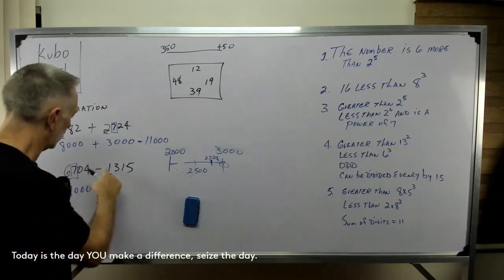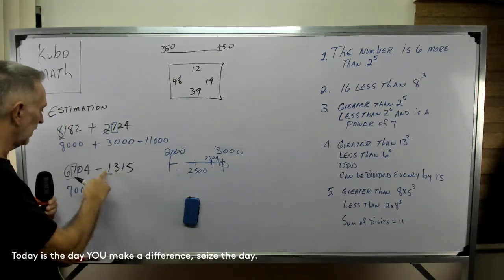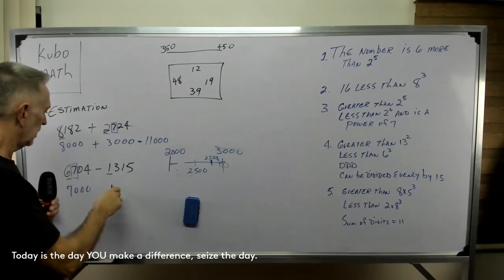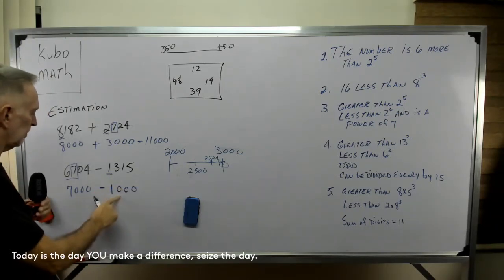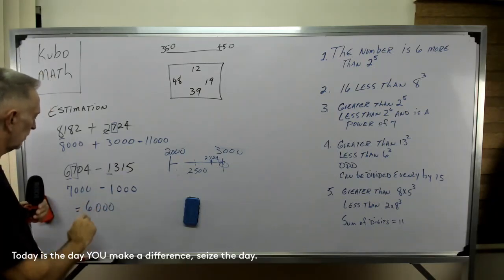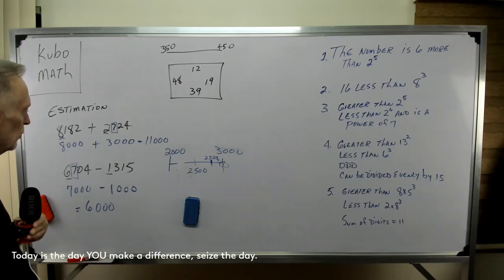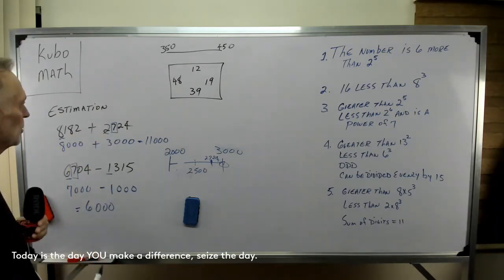This one, I look to the right. It's less than 5. I keep the 1 and make everything else 0. So 7,000 minus 1,000 equals 6,000. Okay, so that would be estimation of adding and subtracting.